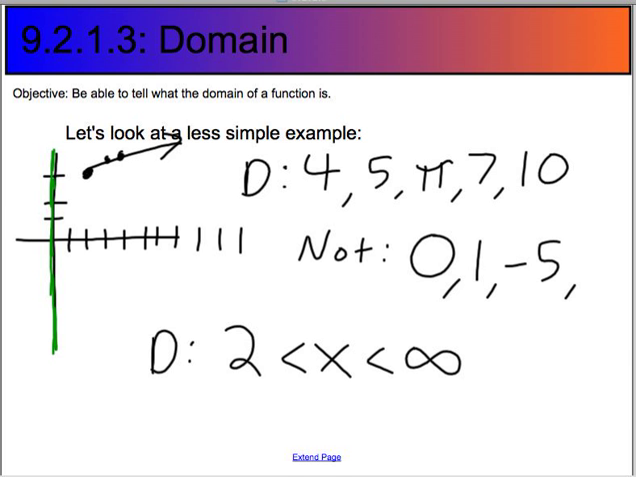And it looks like it does reach 2, so I'm going to put a line below to say that yes, x can equal 2, but it can't be 1 or 0 or anything lower than that. So that's the domain right there. Anything 2 and above is another way to write that.